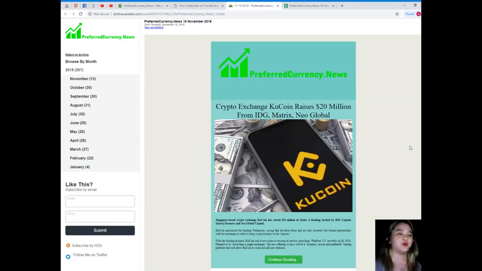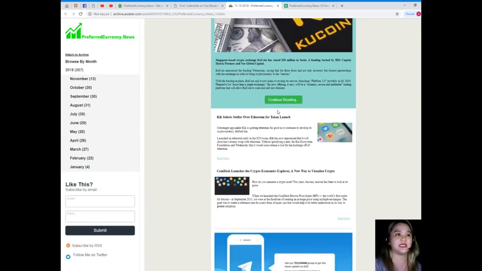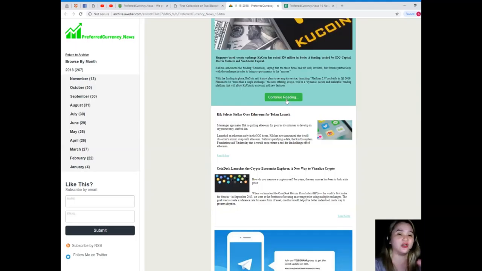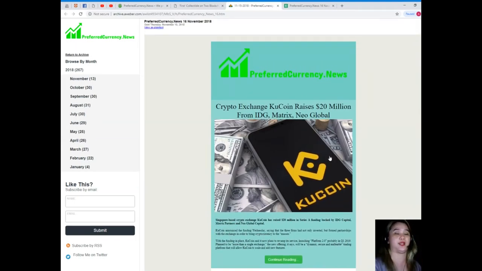On the newsletter, all the articles are available. You can just see three here, but when you click continue reading, it will take you to a web page where you can see all the news and the updates. If you also want to read the previous news, you can. The newsletter is arranged monthly, so you can check it by month.